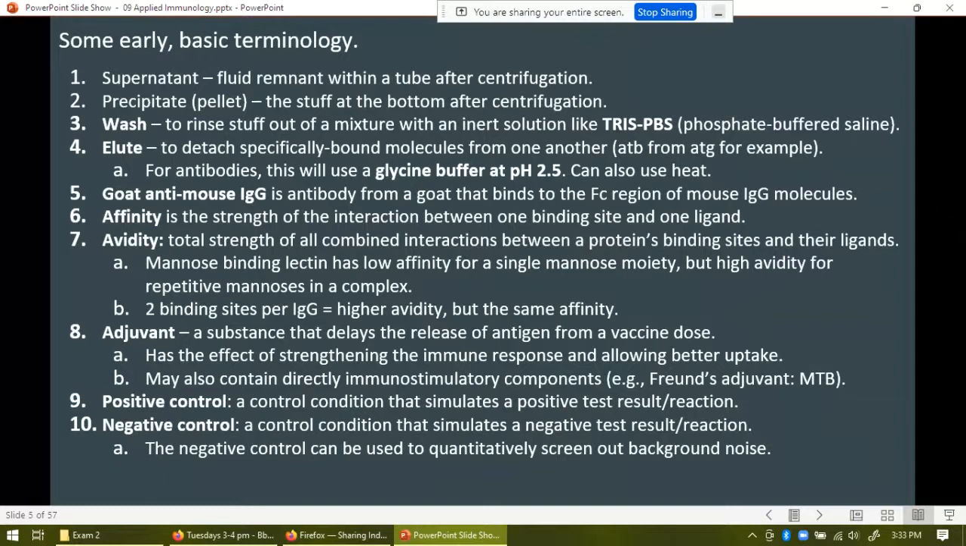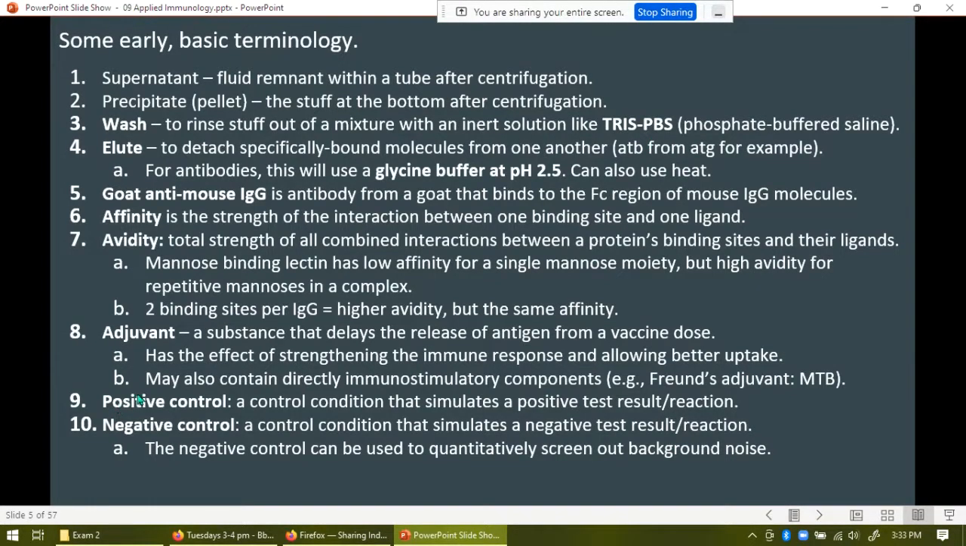So you're going to get better co-stimulation expressed on dendritic cells. You're going to get a better T cell response. You're also going to get a better antibody response because T cells are going to be a little bit angrier when you add an immunostimulatory component. So we'll look at a couple of adjuvants.